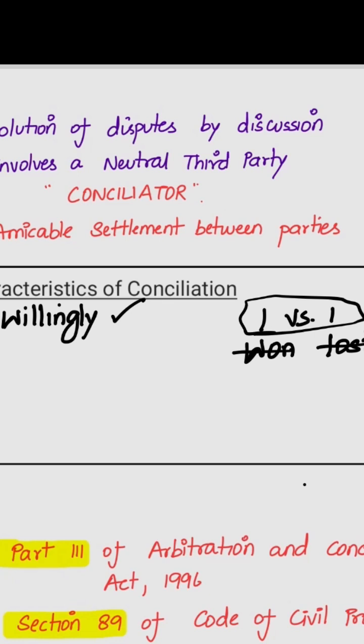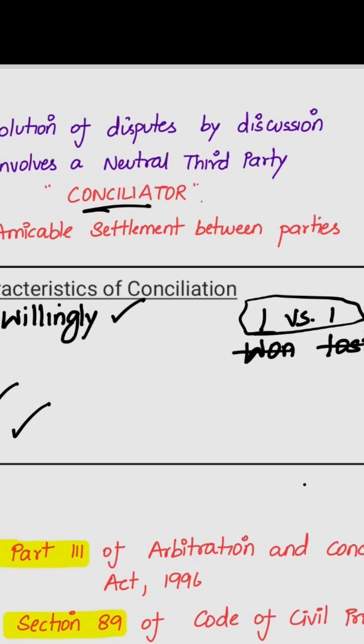Now, confidentiality. There are only three people, same like arbitration: party 1, party 2 and then the conciliator. So in this also confidentiality will be maintained. Assisted procedure. Party 1 and party 2 will perform the conciliation. Conciliator will help them to find out the solution.